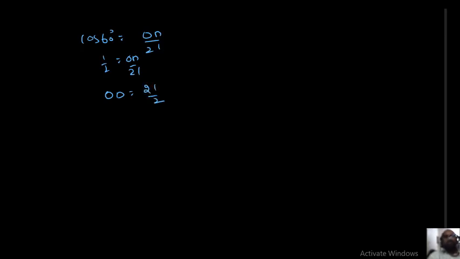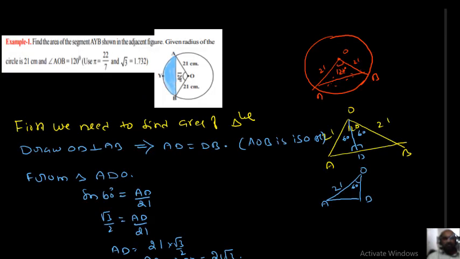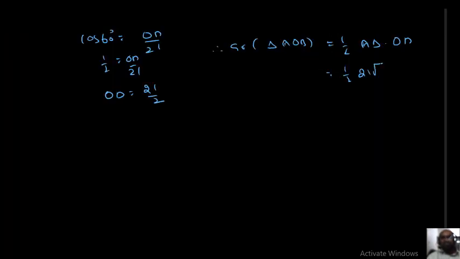First of all, I want to find the area of the triangle. Area of triangle AOB equals half into base AB into the corresponding height OD. Half into what we just got, 21 root 3, into OD, 21 by 2. That gives 21 squared into root 3 by 4. This is the area of the triangle.